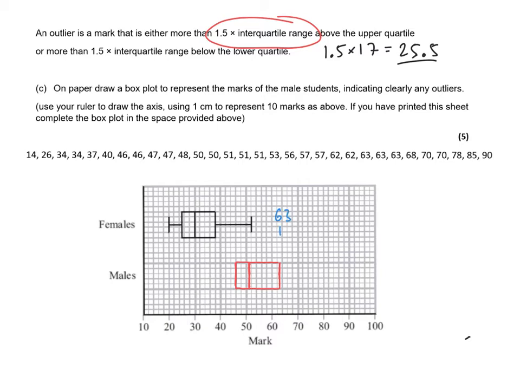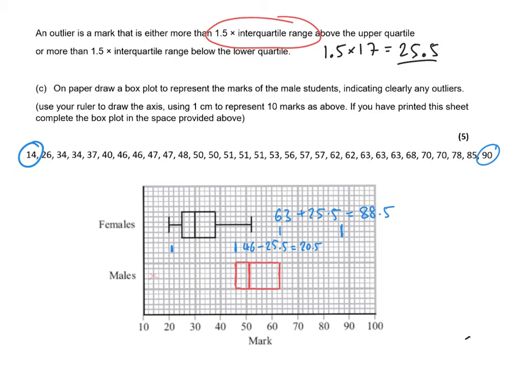So 25.5, we can go 25.5 above the upper quartile. It takes us to 88.5. Any numbers above this point are outliers. We can do the same below the lower quartile. If we do the subtraction, we end up at 20.5. And any numbers below 20.5 are outliers.